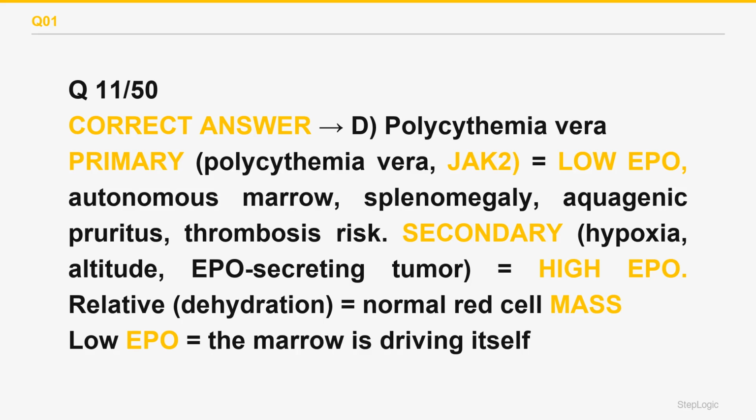Two clinical details support the diagnosis independently of the laboratory value. Itching after a hot shower reflects histamine release from the expanded mast cell and basophil population, and splenomegaly reflects a myeloproliferative process. Neither occurs in secondary polycythemia, where the marrow is simply responding normally to a stimulus. Choice C fails on a different axis. Dehydration raises the hematocrit by shrinking plasma volume while the red cell mass stays normal, and it produces no splenomegaly. If you see a high hemoglobin with a low erythropoietin, think polycythemia vera.